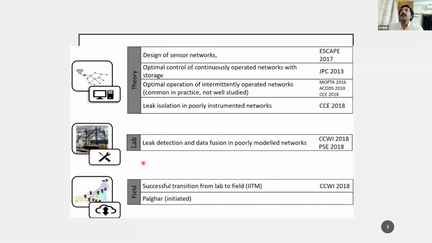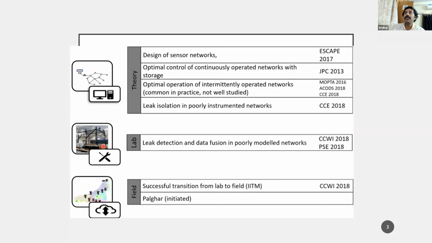So our work on water networks has been, initially, largely theoretical, in coming up with theoretical formulations, methods, and verifying them using computer programs. So I looked at design of sensor networks for where should you place measurement sensors, flow sensors, how do you operate these networks optimally. Then, as I said, we came up with the theory for leak detection in poorly instrumented networks. And over the last several years, we've been doing some experimental validation.